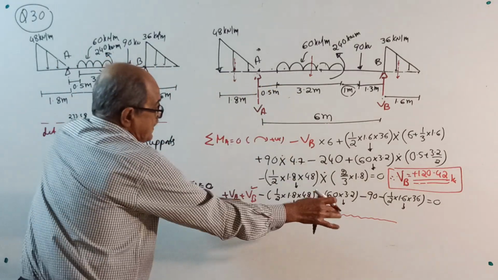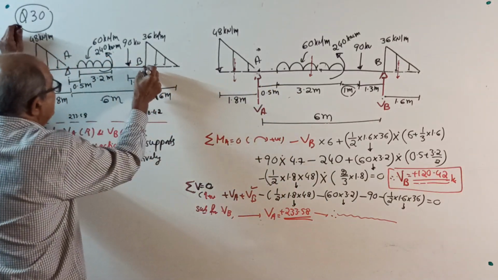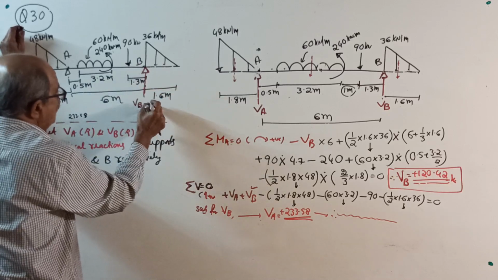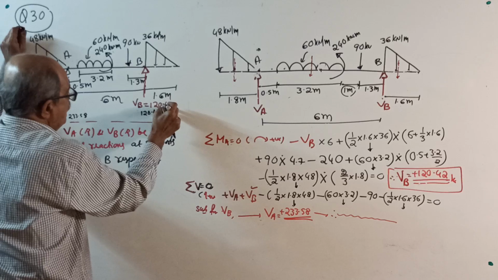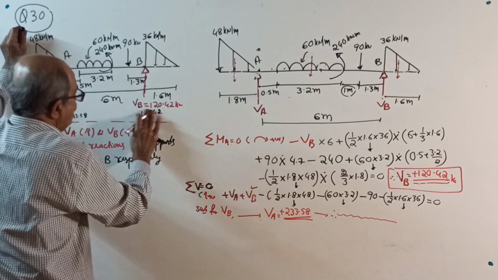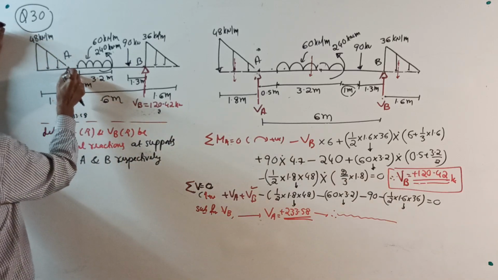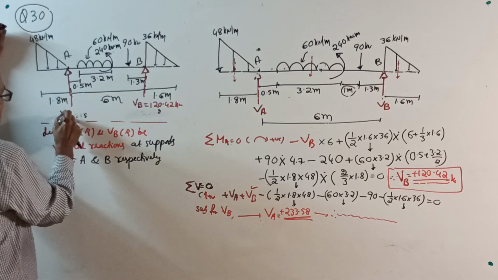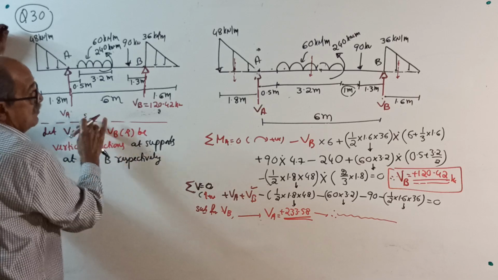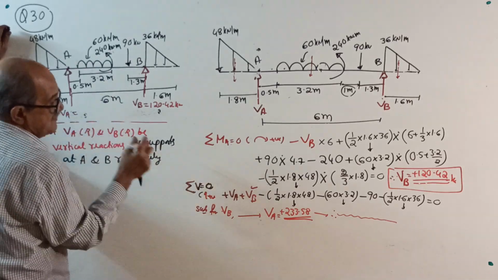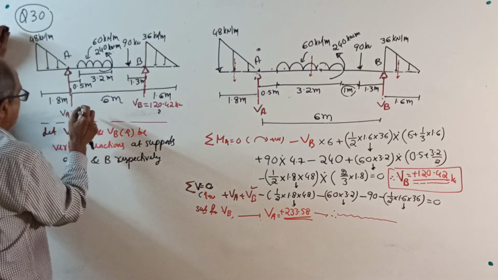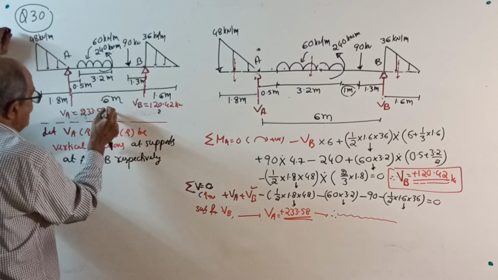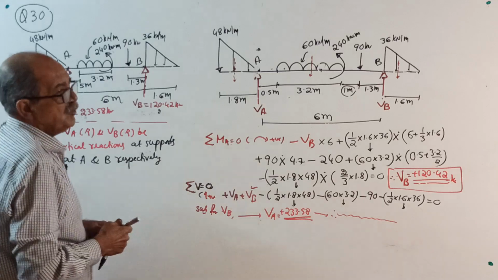Draw the sketch once again there. Enter VB equal to 120.42 kilonewton, whatever you got, positive came. And VA, how much did you get? I rubbed it out, but the answer is there, 233.58 kilonewton. Solution is over.